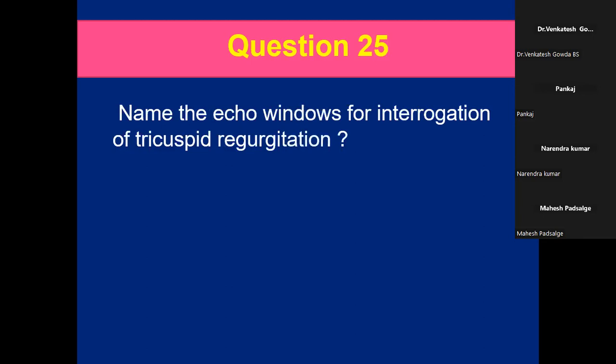Name the echo windows for interrogation of tricuspid regurgitation. Sir, subcostal view. Wait a minute, he's telling you the answer. Go ahead. Sir, four chamber apical view. Okay. RA, RV inflow view. 2. Subcostal view. 3.